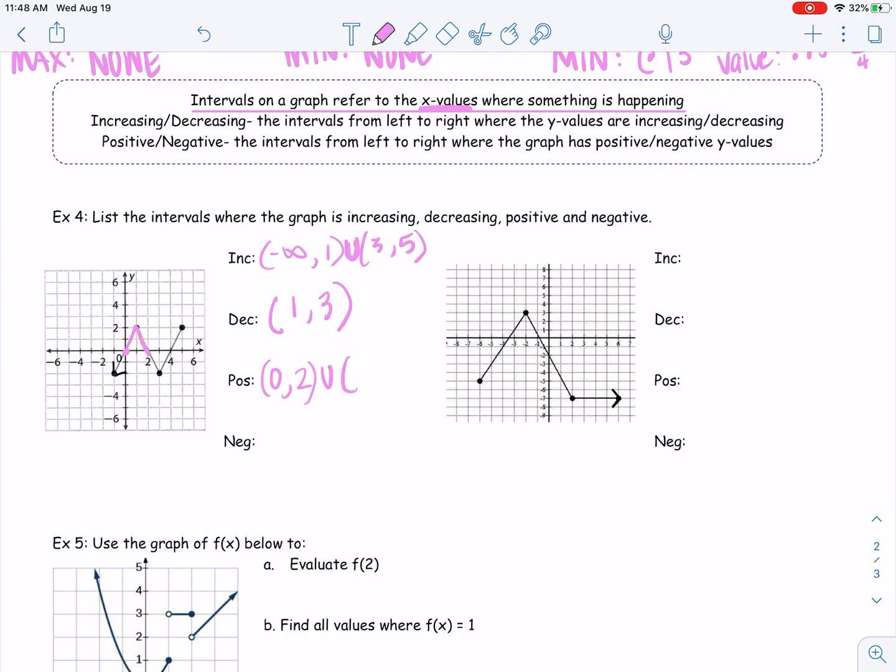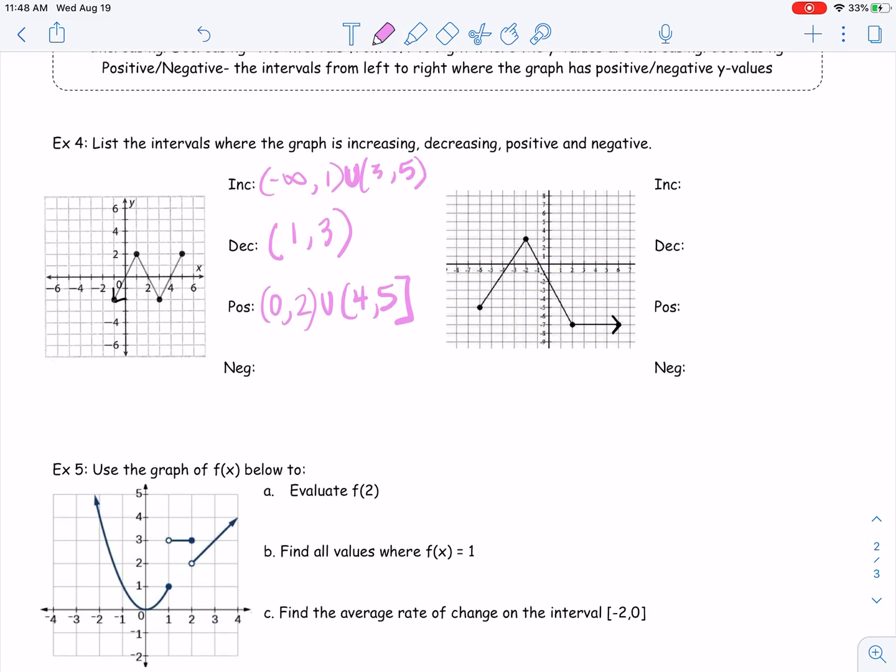It's also positive from 4 to 5. 4 has a y value of 0, so it's not positive. But 5 has a y value of 2, which is positive. So I can include that x value of 5. So that's why I put a bracket there. Okay, and it may be a little confusing in the beginning, but once you do more examples, it's going to make more sense. Negative, we're looking below that x-axis. So obviously all the way from negative infinity to 0 and 2 to 4. Remember, we're only listing the x values in the intervals. The y value will determine if it's positive or negative, if it uses the parenthesis or the bracket, etc.